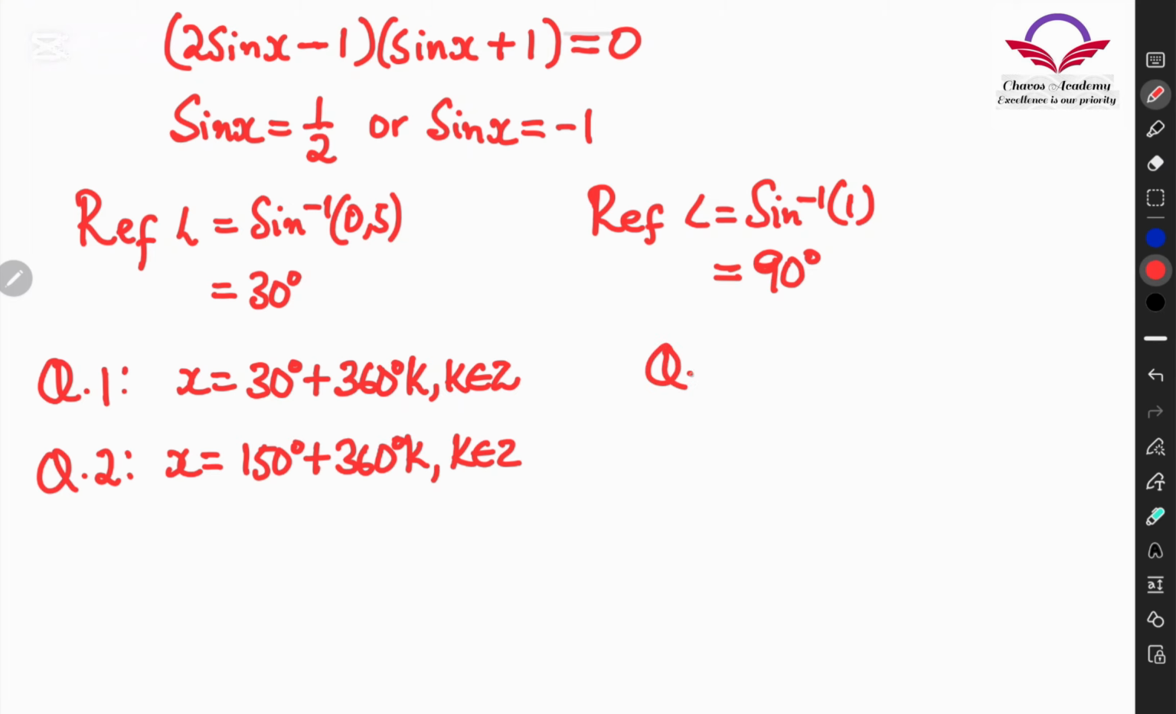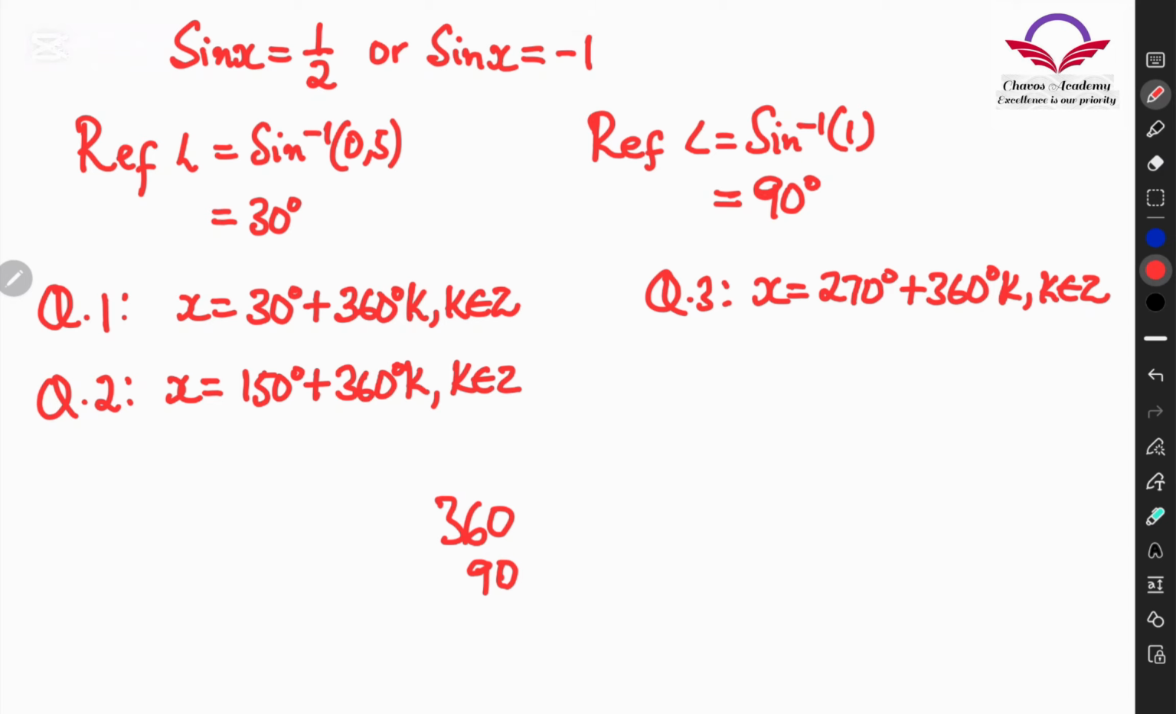Let's move on to the second one there, where sine is negative. That should be quadrant number 3. x will be equal to 180 plus 90. That will be 270 plus 360k, k element of integer. So quadrant number 4, we're going to have 360 minus 90 as well. So 360 minus 90.